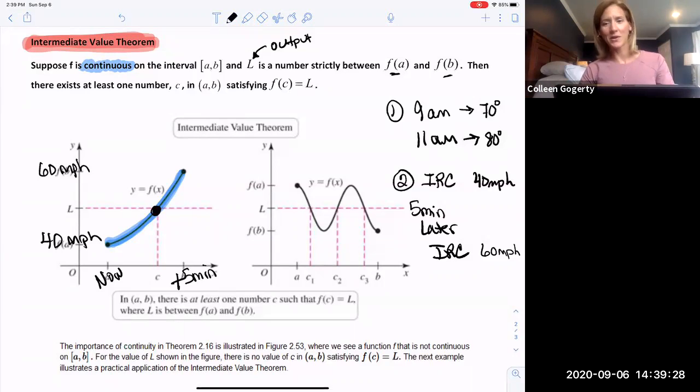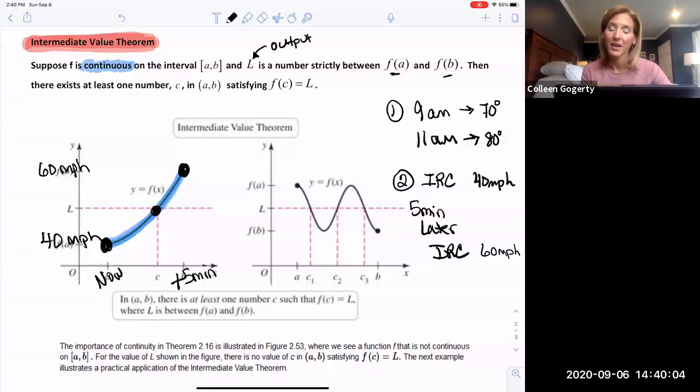But here's the better question. If we know that here is 40 miles per hour and here is 60, could you at some point between now and 5 minutes from now be going 30 miles per hour? Could that happen? I'm hoping you're saying, yeah, it could. It could happen. We don't know. Okay, could you be going 70 miles per hour somewhere in between here? Well, we could. We just don't know it. But if I said, would you know if you're going 50 miles per hour somewhere in between here?